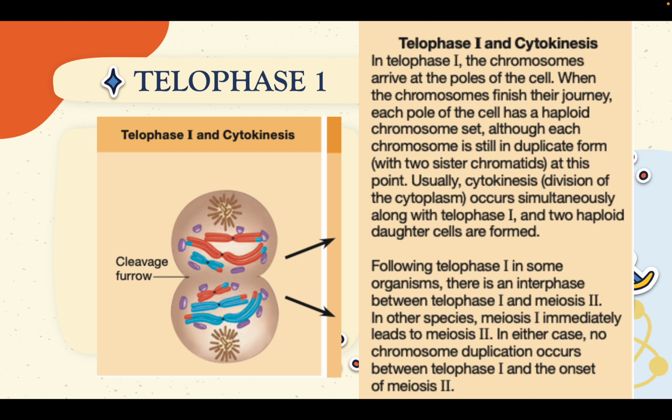So after telophase 1, in some creatures, there's a pause called the interphase before they move to meiosis 2. In others, they go straight from telophase 1 to meiosis 2. In both cases, the chromosomes stay the same as they were after telophase 1 and don't duplicate. This helps create cells with different genetic combinations, which is important to produce diverse offspring.